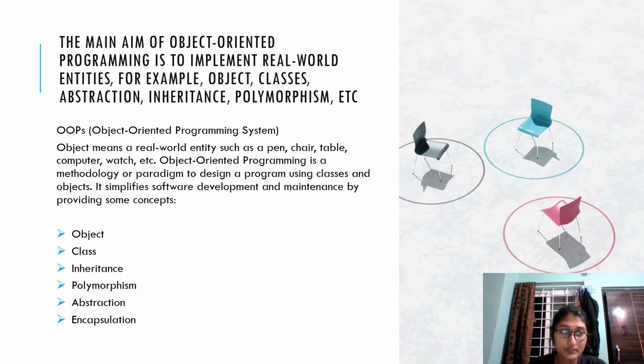The main aim of object-oriented programming is to implement real-world entities, for example objects, classes, abstraction, inheritance, and polymorphism. Object means a real-world entity such as a pen, chair, table, computer, watch, etc. Object-oriented programming is a methodology or paradigm to design a program using classes and objects. It simplifies software development and maintenance by providing concepts: object, class, inheritance, polymorphism, abstraction, and encapsulation.